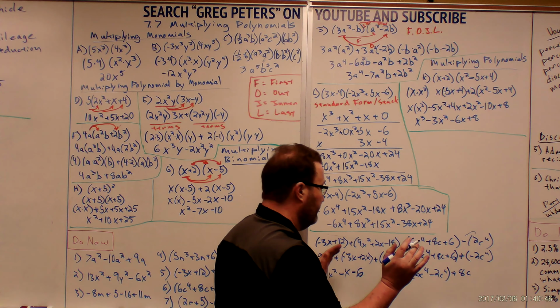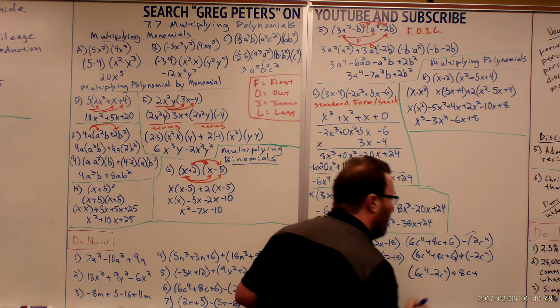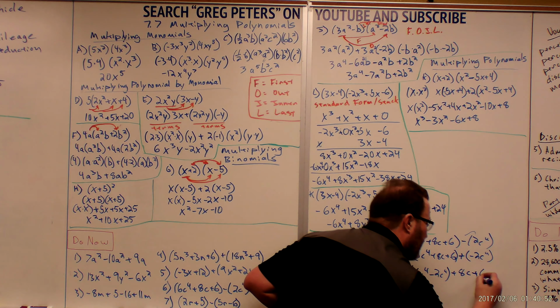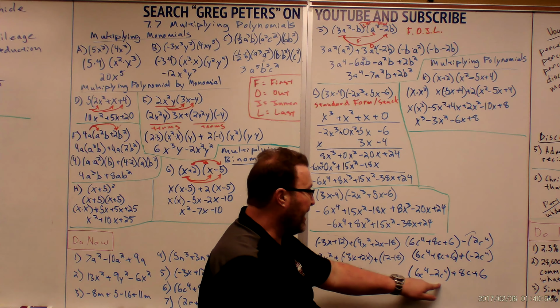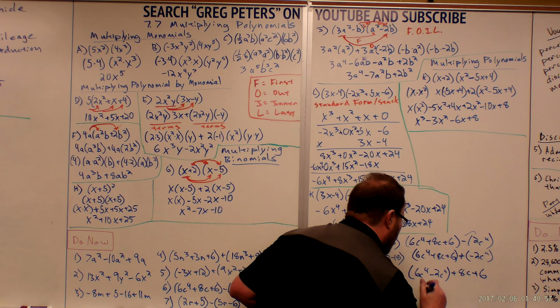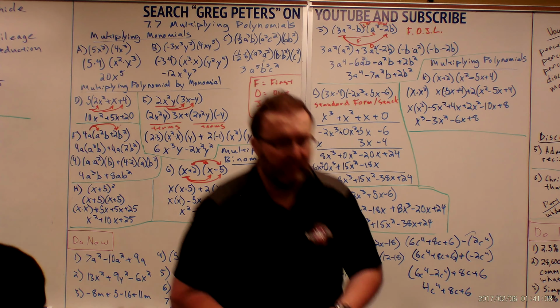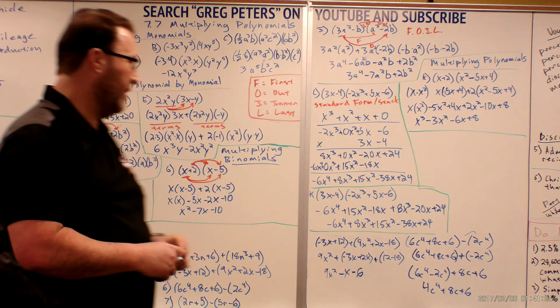Okay, plus, what are my numbers? 6, all by itself. Good. Okay, we're going to solve inside here. So this becomes 4c4 plus 8c plus 6. We're done. That's finished. That's simplified.